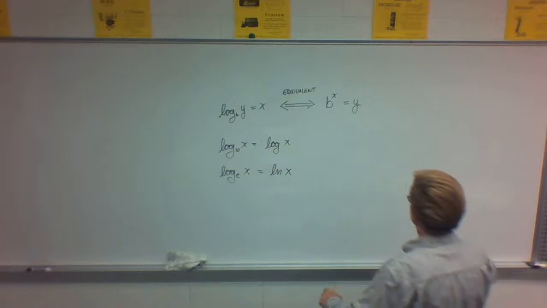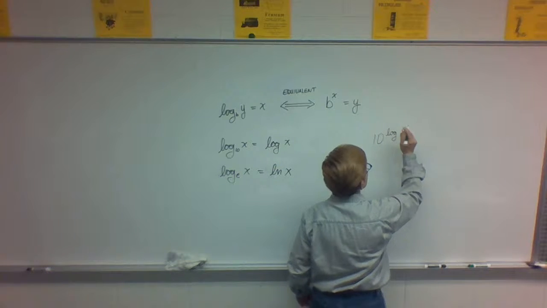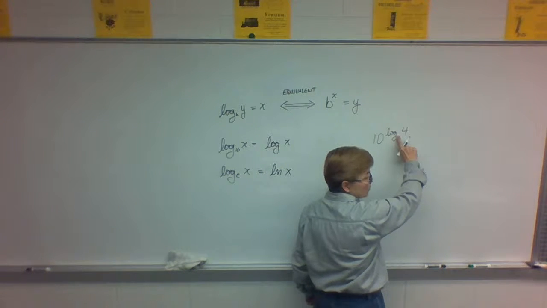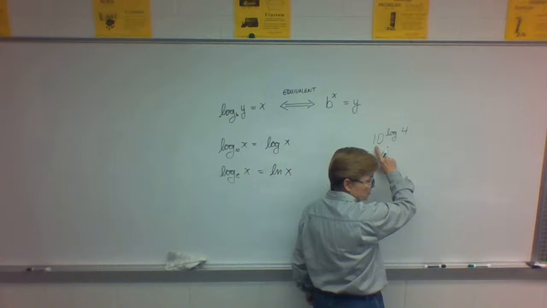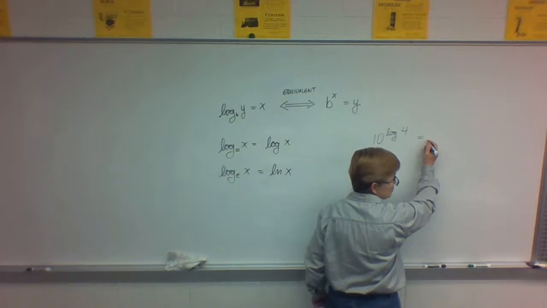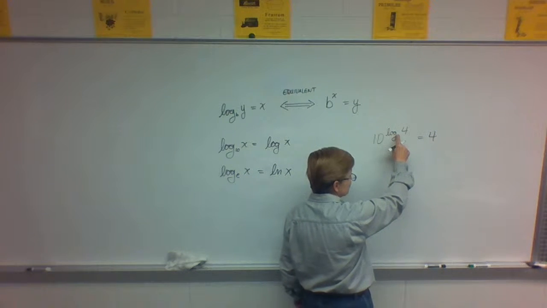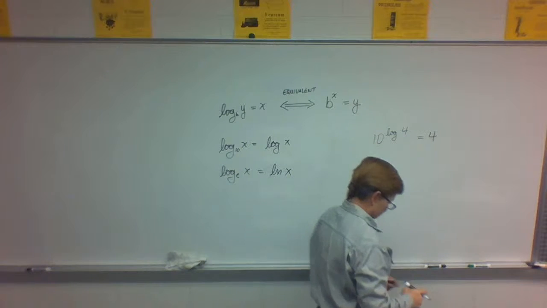10 to the log 4. What's this base? What's the base of this? 10. What's the base of this? 10. So the answer is 4, because you got an exponent base 10 and a log base 10 in the same expression. They undo each other because they're inverses, and leave you with a 4.